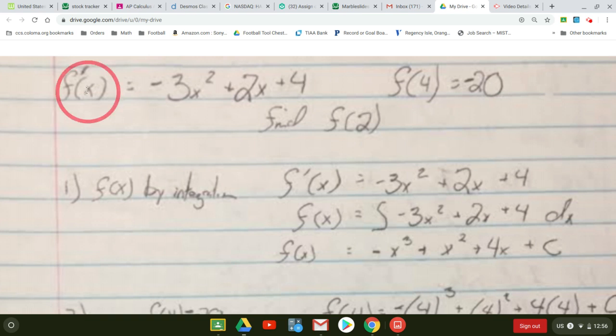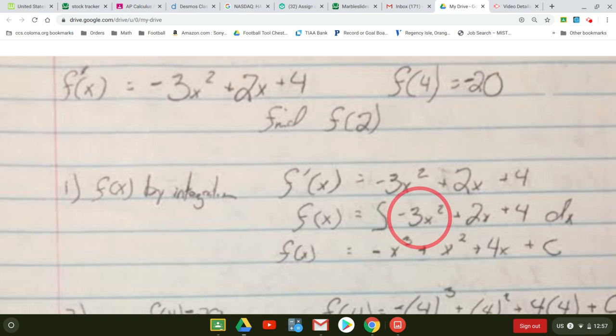So first step always, if we're looking to figure out what f of something is, and we've got f prime of x, well, to turn f prime of x into f of x, we need to find the integral. Okay, so we've got f prime of x set up. We're going to integrate both sides. So the integral of f prime of x is f of x. That's what we're looking for. So now we're going to integrate that negative 3x squared plus 2x plus 4.